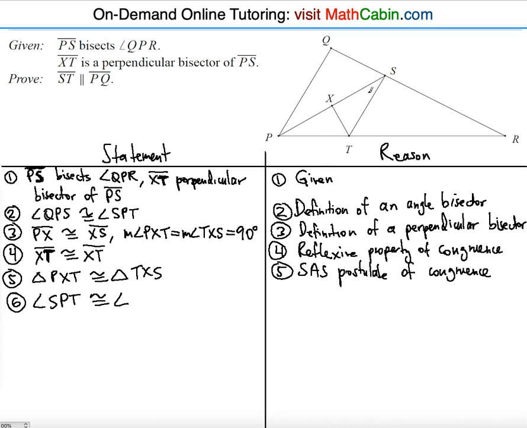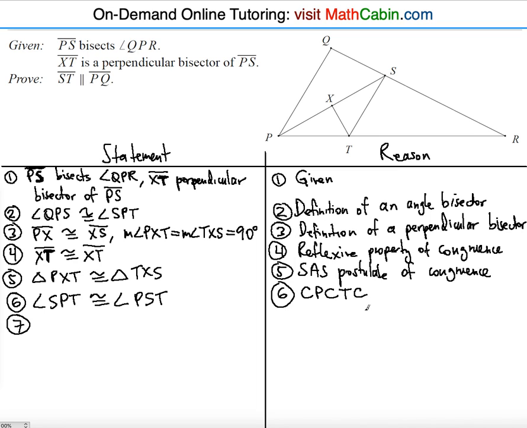Right? So these two angle measures are going to be the same, and these angles will be congruent, right? So PST. The reason for that is, again, the corresponding parts of congruent triangles are congruent. CPCTC, that's the short way of saying it. Right, it saves you a lot of space if you write these all out as words.